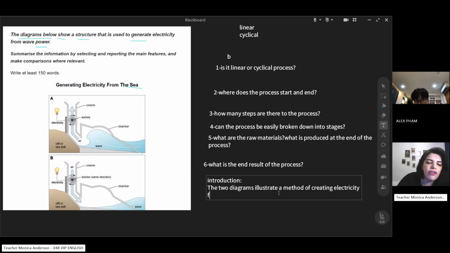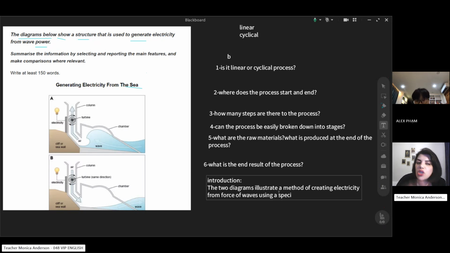From what? From wave power. Power. Force. Of what? Of waves. So this is, and you can add another part. What is that? Because as you can see, this is something man-made. We make this structure, right? This is man-made.